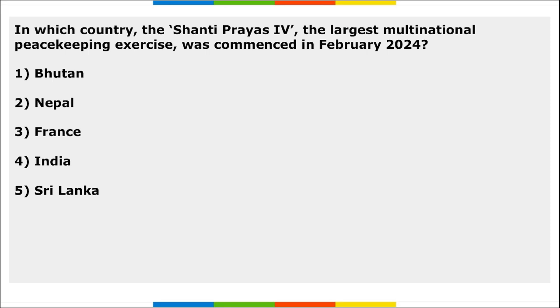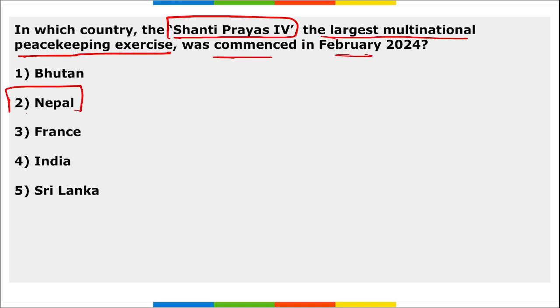Next, in which country Shanti Prayas 4, the largest multinational peacekeeping exercise, was commenced in Feb 2024? In Nepal, remember, Shanti Prayas 4 was commenced. This was held in Panchkhal, Nepal. This exercise will be concluding on 4th of March, and it was co-hosted by the Nepali Army as well as the US Indo-Pacific Command.